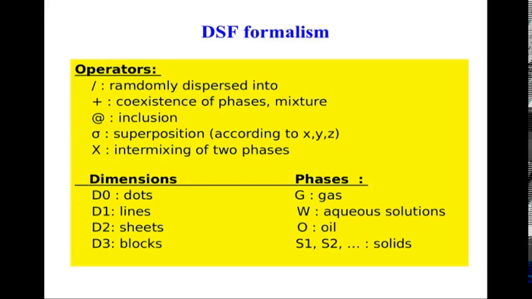It is quite simple because you have operators, you have 5 of them. So slash means randomly dispersed. We will see some example later. Plus, when you have 2 phases, arobase for an inclusion, sigma for a superposition, and x for intermixing of 2 phases. Now, you have the phases, bottom right: gas, solutions, oil, and solid. And you have the dimensions. The dimensions are mathematical dimensions. So dots, lines, sheets, and blocks. We are going to see that in more detail now.